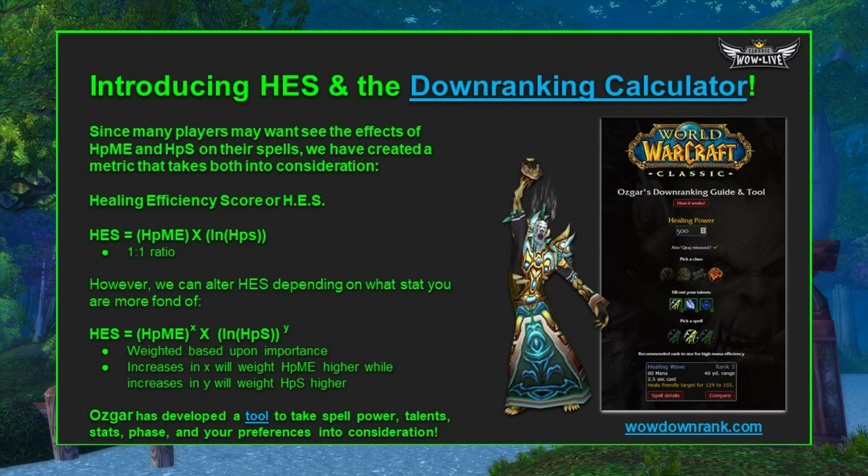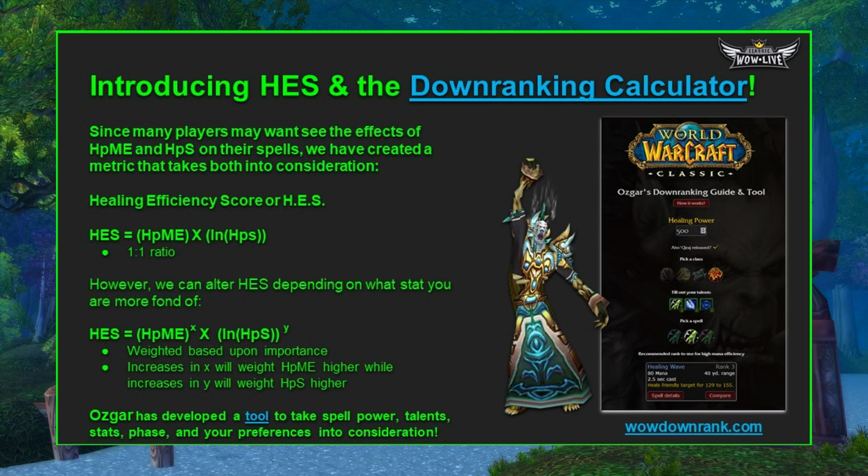So because of that, we've modified the HES calculation to raise each factor, DpME or the natural log of HPS, to some exponent X or Y. Now, this is weighted upon importance. So increases in X will weigh DpME higher, while increases in Y will weigh HPS higher.